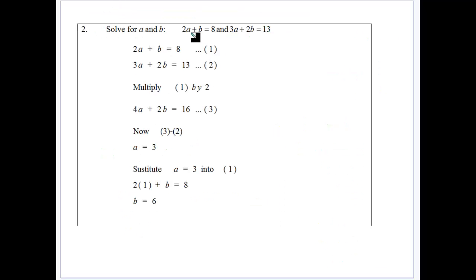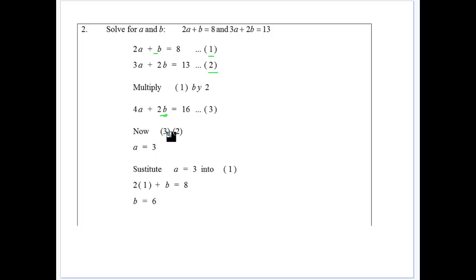Another example, 2a plus b equals 8 and 3a plus 2b equals 13. So again, we've set up our two equations. It's really important that we label them 1 and 2 because we do have to do some manipulation. So we're saying multiply 1 by 2, so that'll give me 4a, 2b. Notice why I multiplied it by 2, because I get a 2b. If I'm going to eliminate the b's, I need the same in both. So that's where the 2b comes from, and 2 8s are 16. So there's the manipulation we've done.